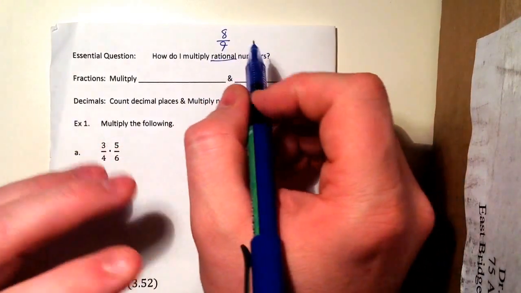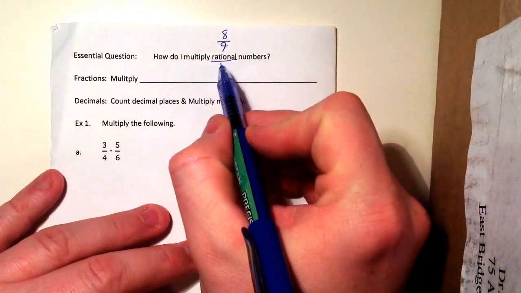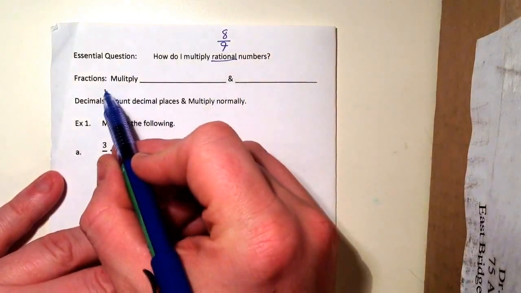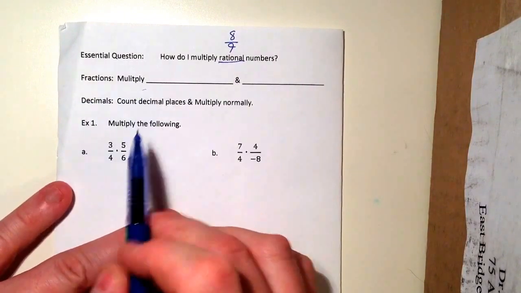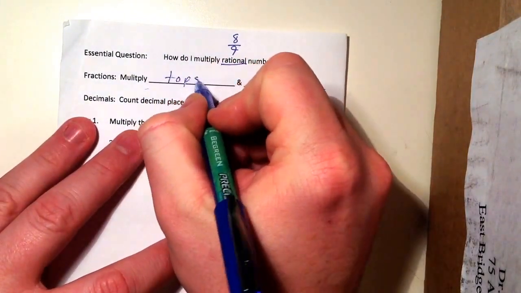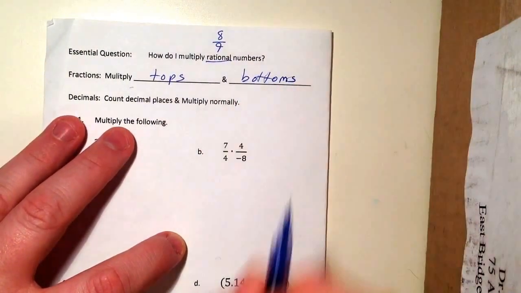There's only a couple irrational numbers you know of right now, pi, things like that. But most numbers that you know can be written as fractions. So there you go. Fractions. How do we multiply fractions? Very, very simple. Multiply the tops and the bottoms. I love multiplication of fractions.